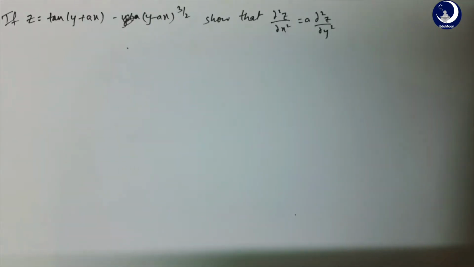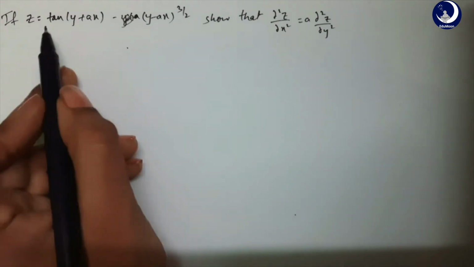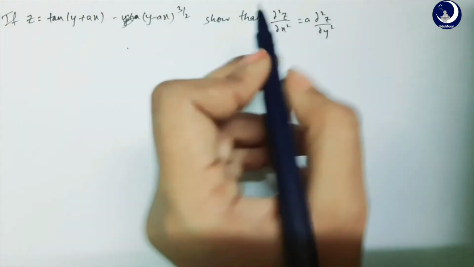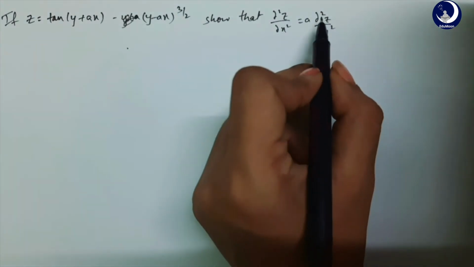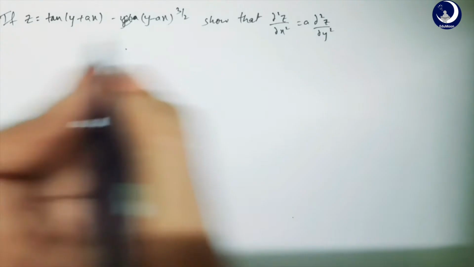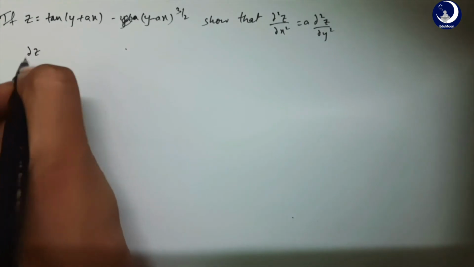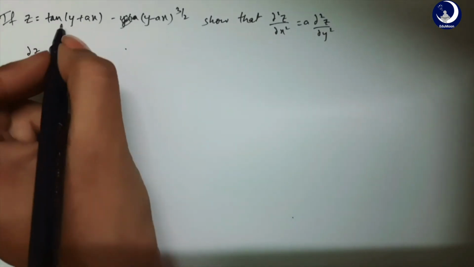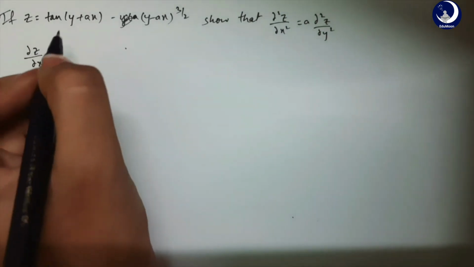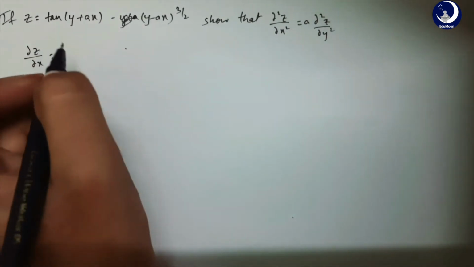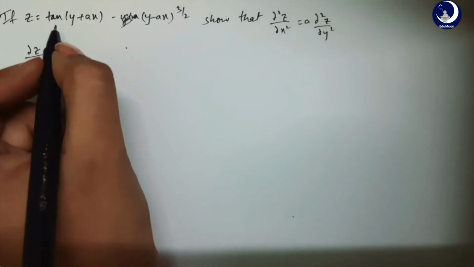Now let's do an exercise problem to get a hang of it. So this is the problem given. This is our function, and they asked us to show that ∂²z/∂x² is equal to a² times ∂²z/∂y². So first we find ∂z/∂x. Now we're differentiating it with respect to x, so we take y as constant and we do the derivation.